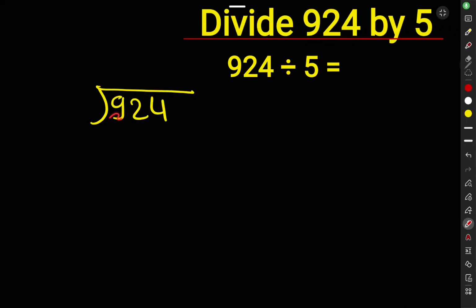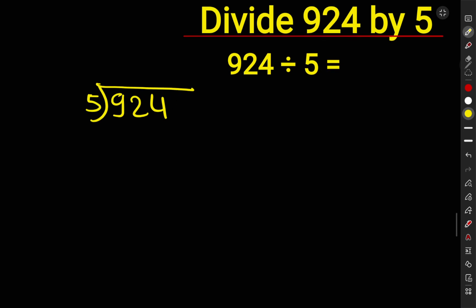We divide 924 by 5 in long division method. 5 times 1 is 5. On subtracting we get 4. So now we put down these 2 and it is 42.